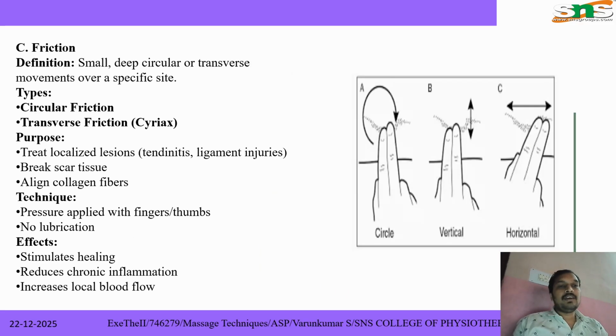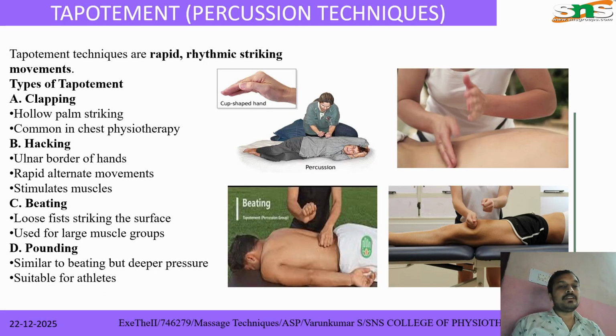Friction is defined as a small, deep, circular or transverse movement over a specific site. The types of friction are circular friction and transverse friction. The purpose is to treat localized lesions, break scar tissues, and align the collagen fibers. In the technique, pressure is applied with fingers or thumbs, with no lubrication. The effects are that it stimulates healing, reduces chronic inflammation, and increases local blood flow.